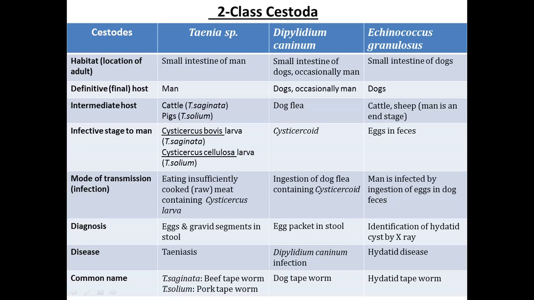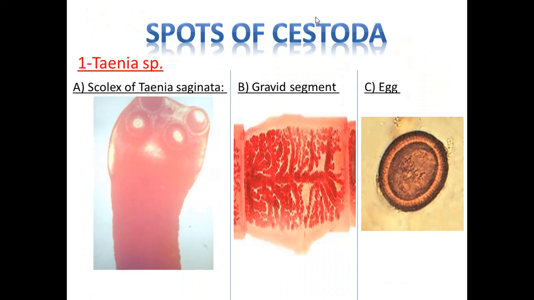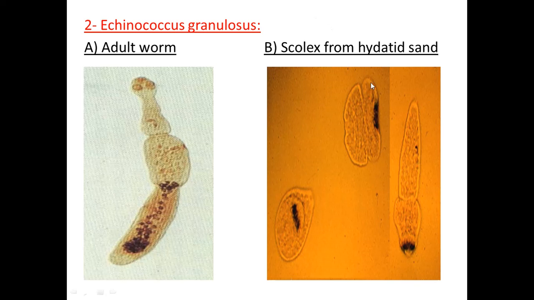Now we are going to talk about the second class in the flatworms, which is class Cestoda. Class Cestoda or tapeworms, الديدان الشريطية. Their body is segmented as we said before, which means that their body is divided into segments or is composed of segments, as we can see here: immature segment, mature segment, and gravid segment.